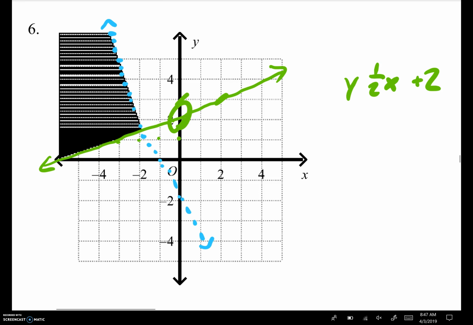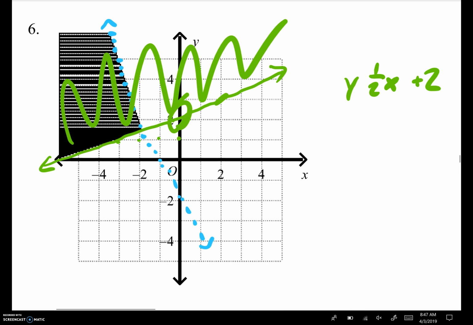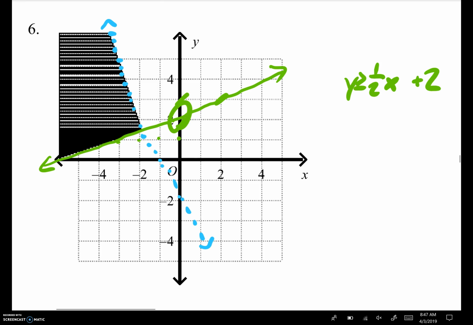Now, did I shade above or below that line? There's the shaded region extended. I shaded above, so it's greater than, and it's going to be greater than or equal to because I have a solid line.